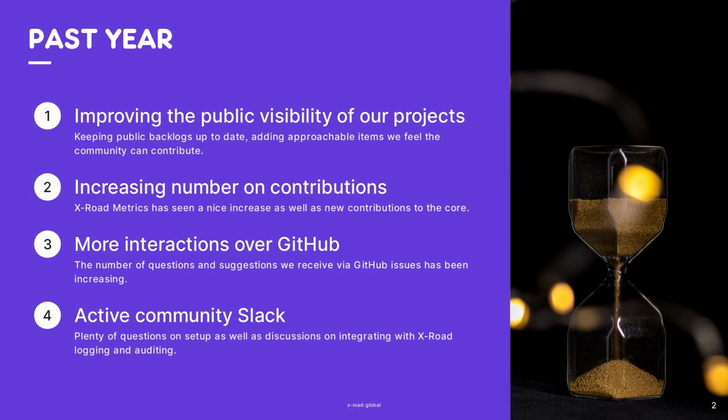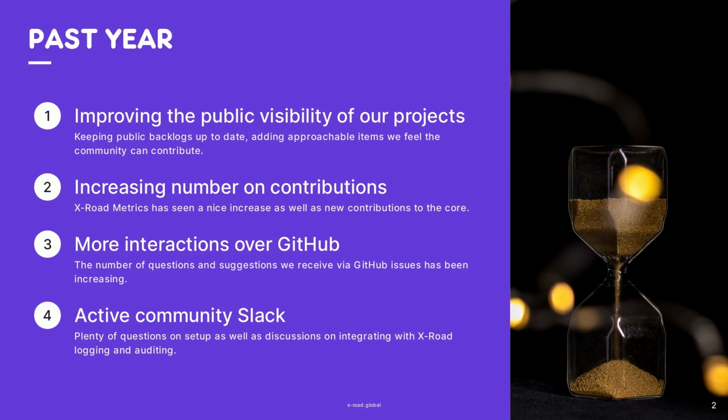The first thing is improving the public visibility of our project. So also last year we mentioned this, that now we have public backlogs available for our GitHub projects in regards to X-Road Core as well as X-Road metrics. And then, of course, any new developments that we might have, such as the X-Road catalog service that is now in the repository, and something that we will also be introducing a public backlog to.